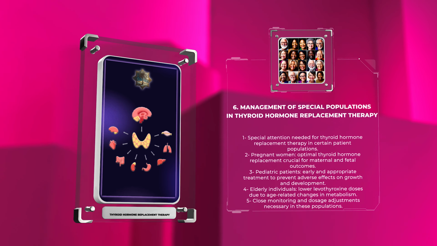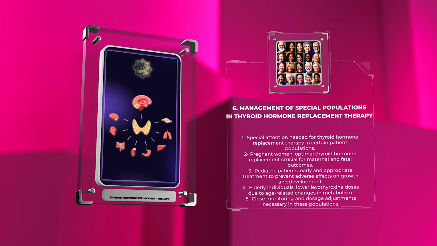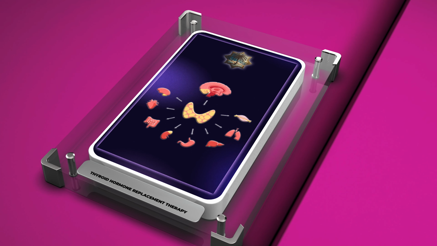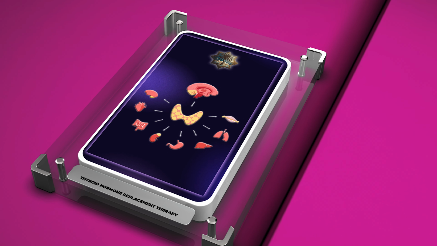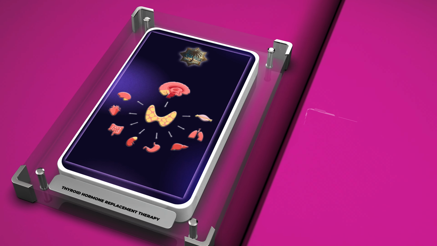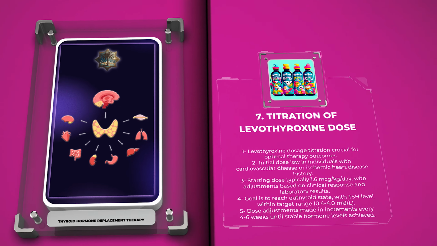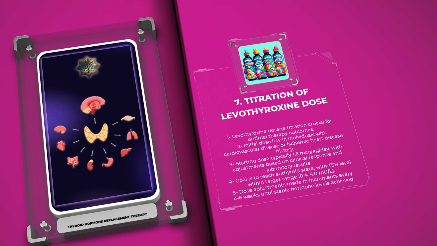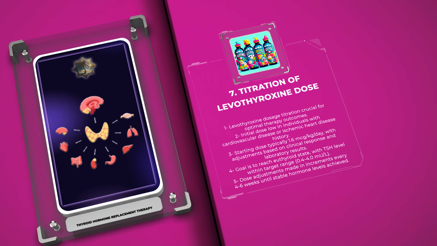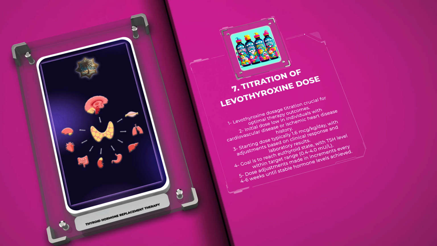Close monitoring and adjustments in dosage are essential to optimize treatment in this population. Achieving optimal thyroid hormone levels involves careful titration of levothyroxine dosage. The initial dose is generally low, especially in individuals with cardiovascular disease or a history of ischemic heart disease, to avoid exacerbation of symptoms such as angina or arrhythmias.